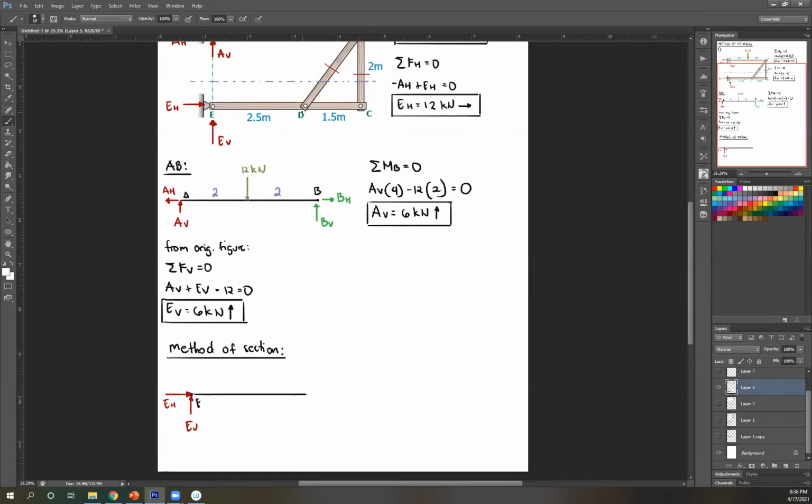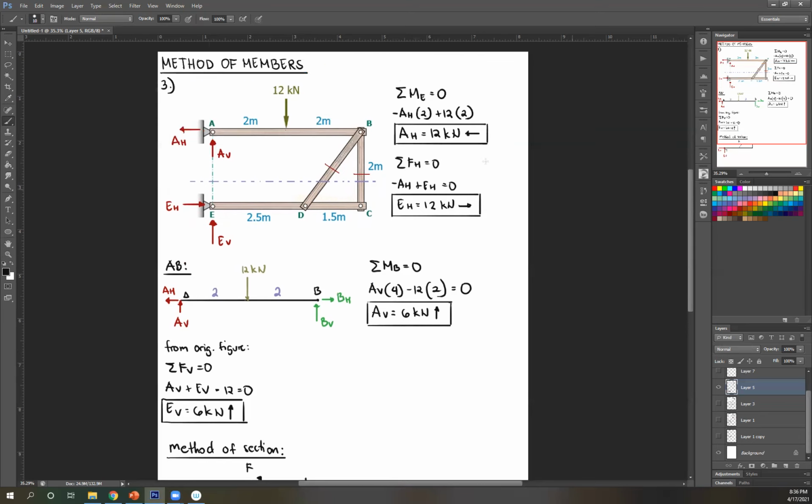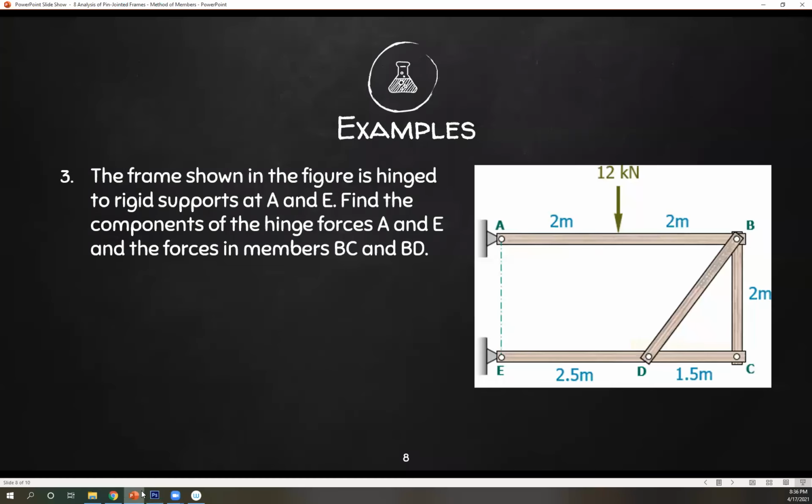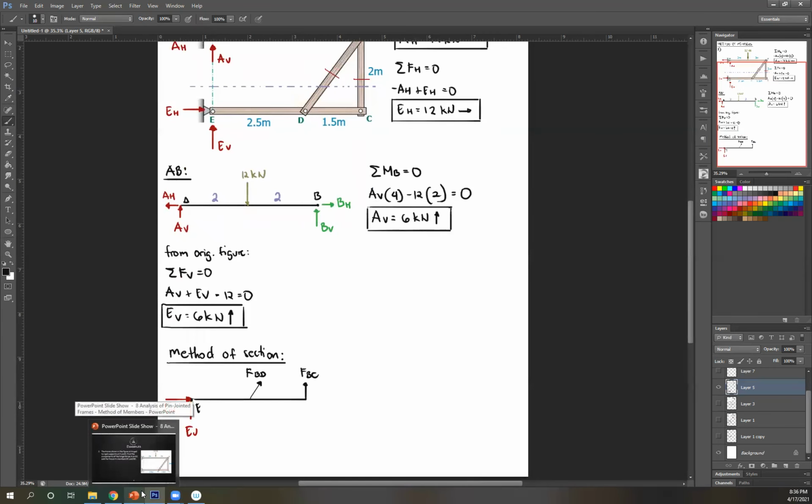Now, draw this. Once again, for method of section, I like all of my forces to be in tension. So I'm going to assume tension, and this is FBD, and this is FBC. We're looking for both.